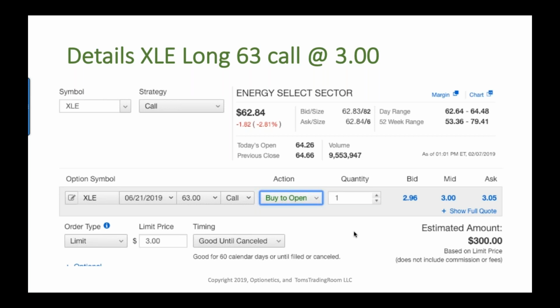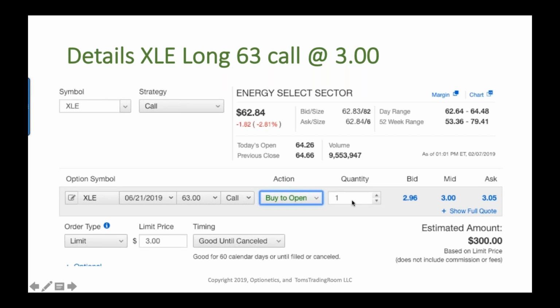I need to create a sell ticket. And I want to go in here and I want to change this around. I want to make sure this says, if I'm filled, sell to close 1. And then my limit price is going to be 6. So if I'm buying it for 3, I sell it for 6, that's a double. All right. I don't need to wait till XLE gets to 70. If it gets to 69, it gets to 68, I might have a double on my hands.